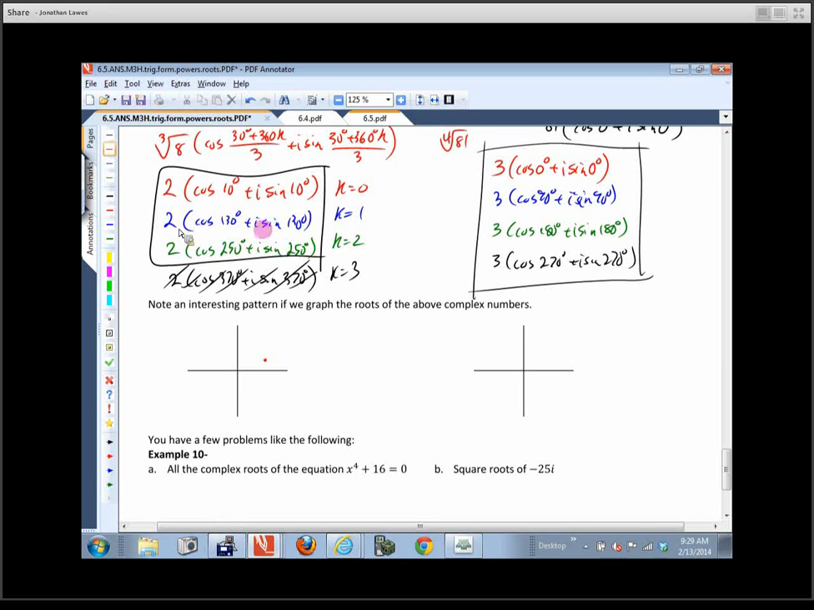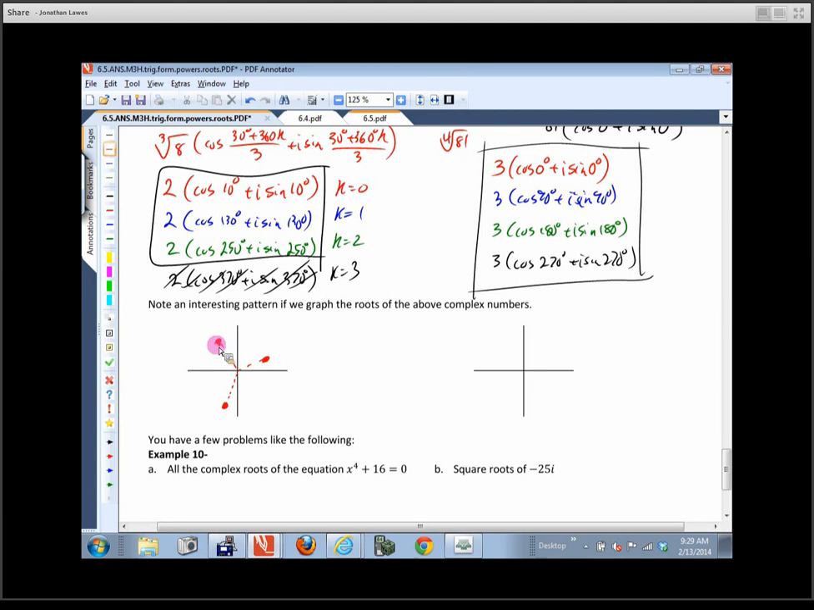2 units at an angle of 130. Well, 130 is about right here, so I'm going to go out 2 units, and I'm going to put it right there. So here's the first one, here's the second one, and then the third one is 2 units out at an angle of 250 degrees. Well, this is 270, 250 would be about right here. Okay, do you notice anything about those?